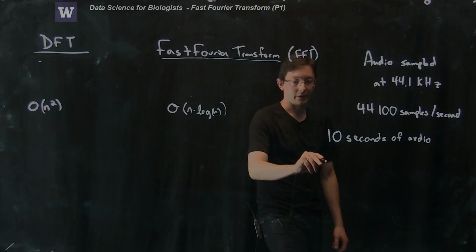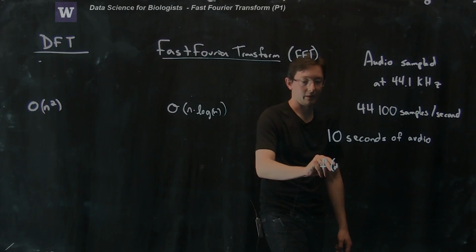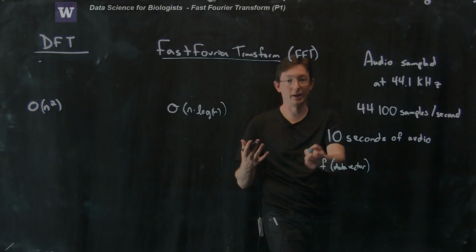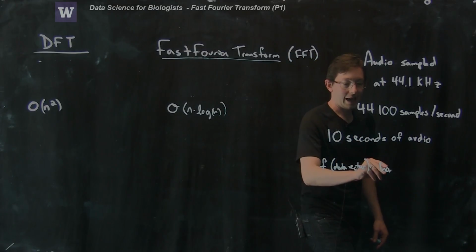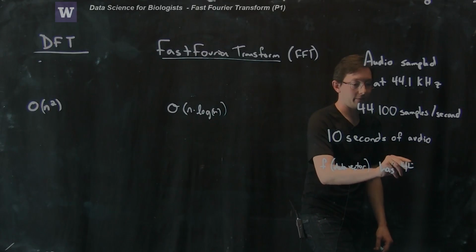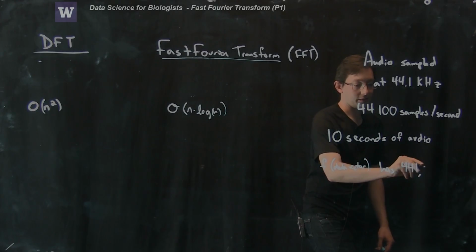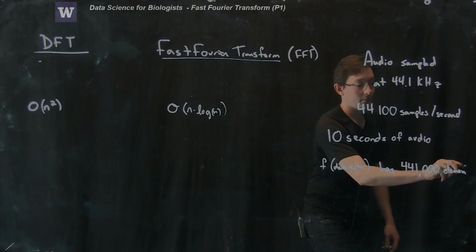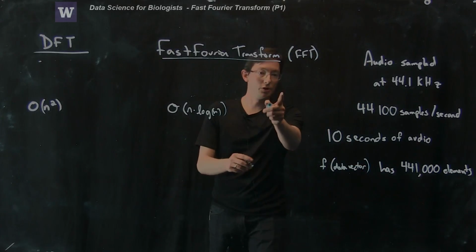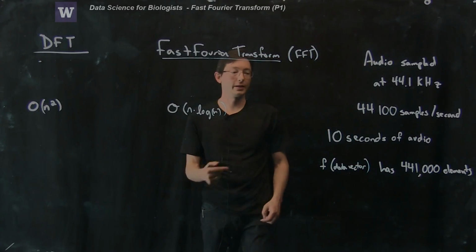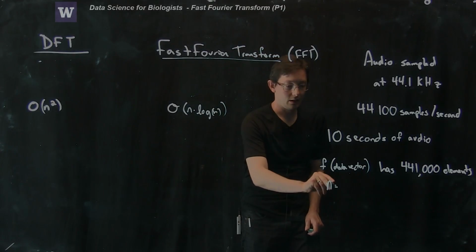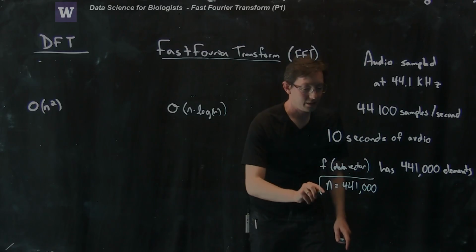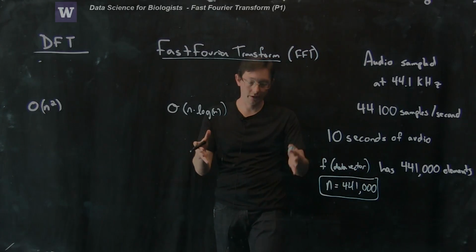Okay, and so our data vector f, f is our data vector. This is essentially the sound file that you're using to play this 10 seconds of audio. This has something like 441,000 numbers, elements. Okay, so this is a huge 441,000 tall vector. That means that n equals 441,000.